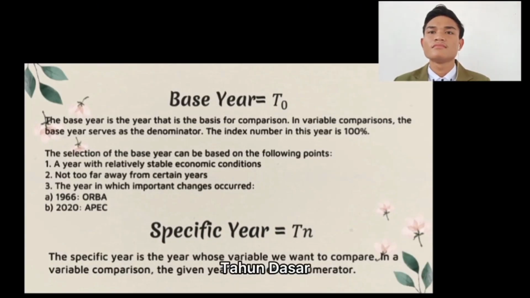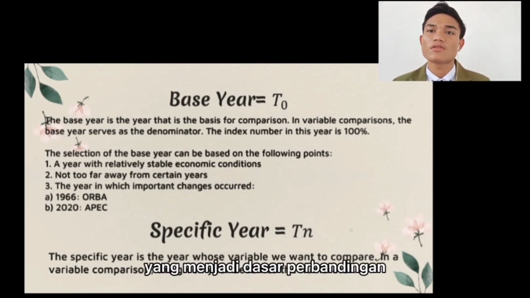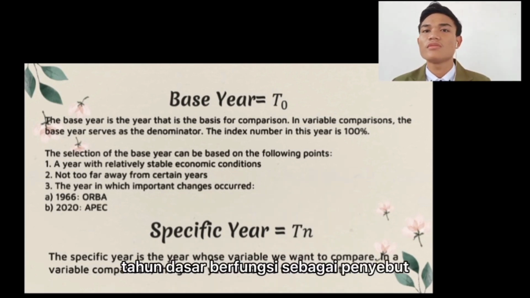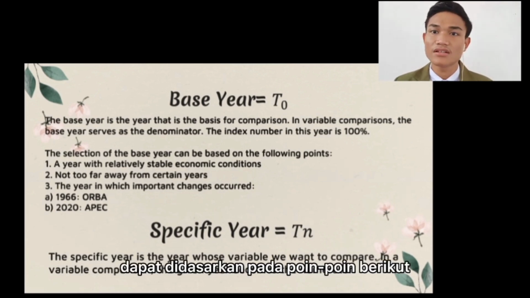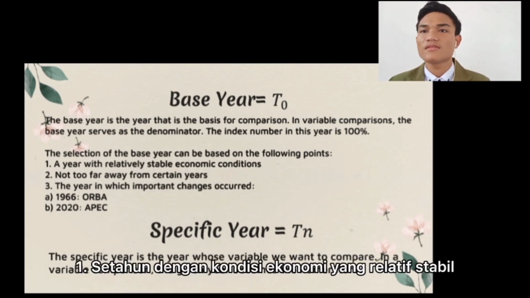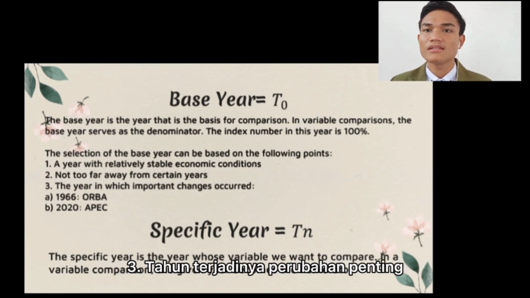Base year equals T0. The base year is the year that is the basis for comparison. In the variable comparisons, the base year serves as the denominator. The index number in this year is 100%. The selection of the base year can be based on the following points. Number 1. A year with relatively stable economic condition. Number 2. Not too far away from a certain year. Number 3. The year in which important change occurred.